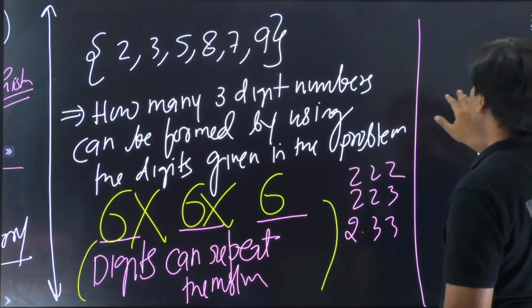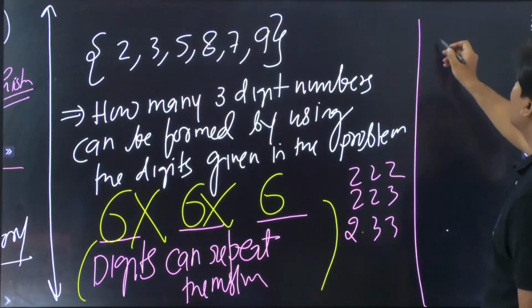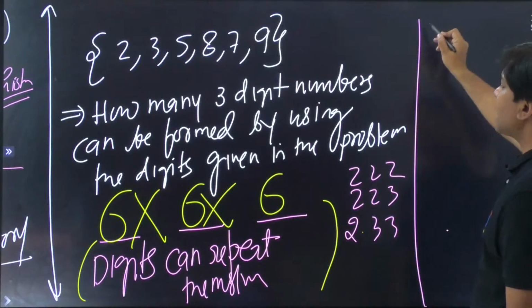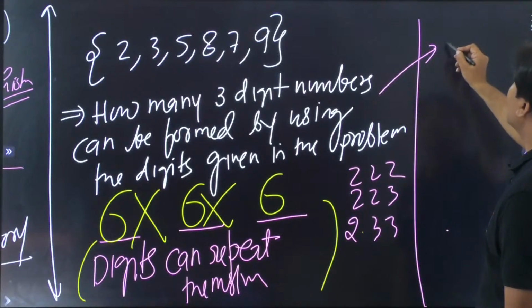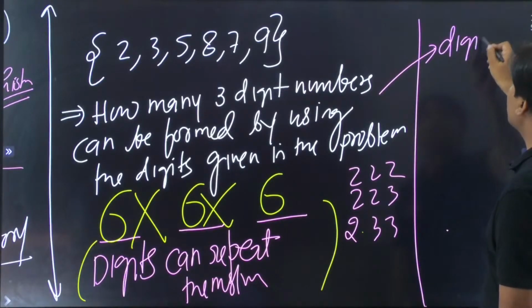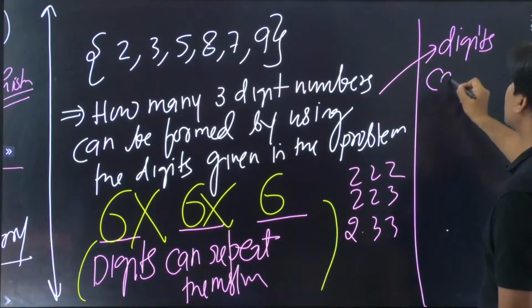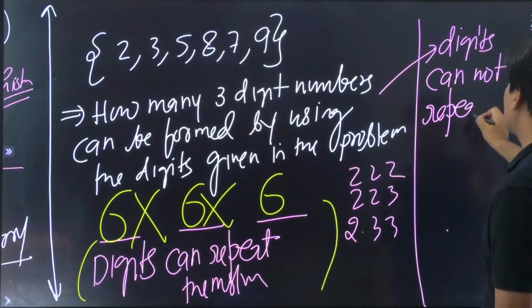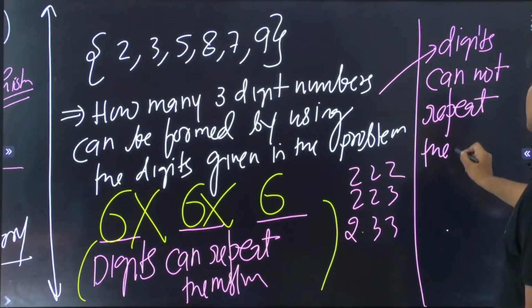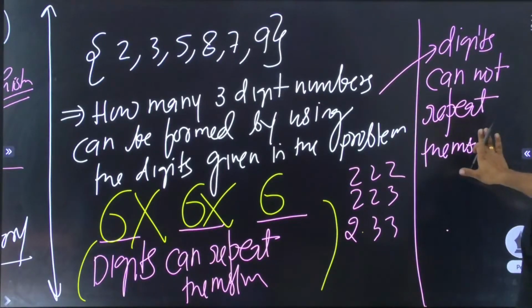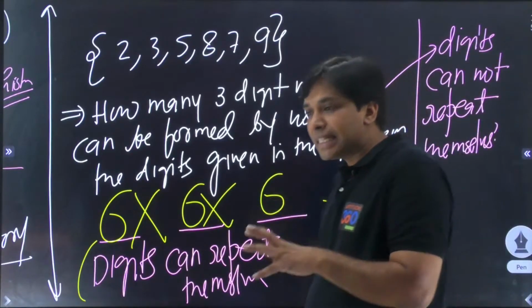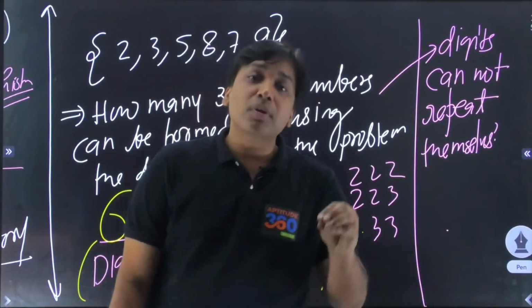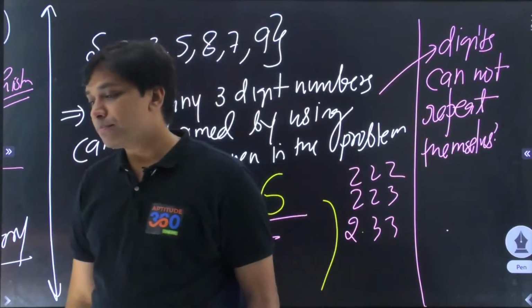But now, what if I say this? How many 3-digit numbers can be formed by using this? The digits cannot repeat themselves. How many 3-digit numbers can be formed provided the digits cannot repeat themselves? What do you think is the answer?